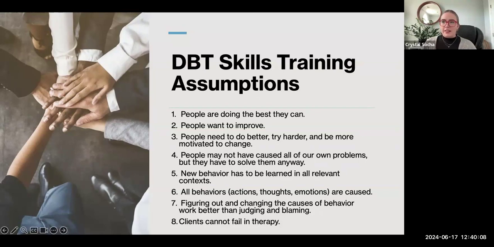Again, not facts. It can't be proved. There could be other sides to these as well. But keep in mind, as we are working with individuals, the goal of DBT and as we're teaching skills is that individuals, you'll see the last one, cannot fail.